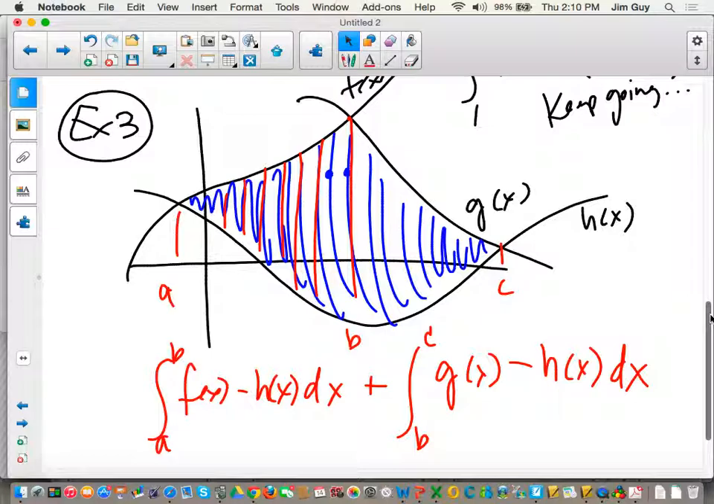Just like before, you take the integral of top minus bottom, simplifying all the way down, then do the usual integration, plug the numbers in, that's it.